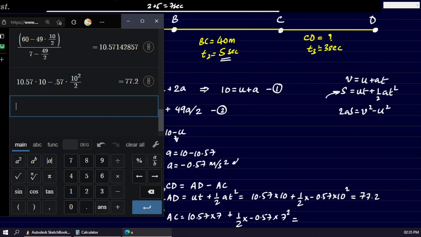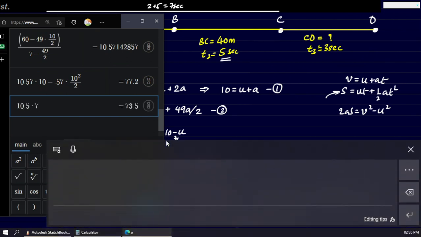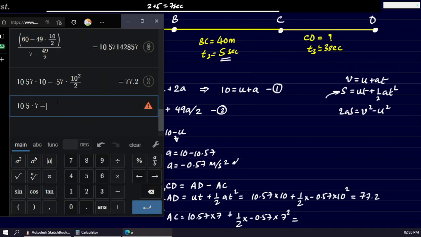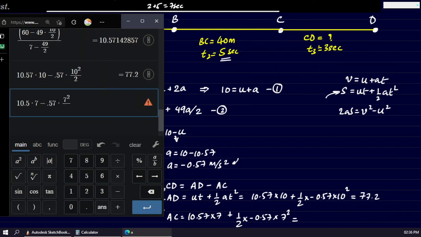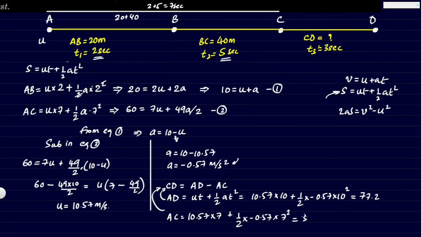To find AC, it's going to be 10.57 into 7, minus again 0.57 into 7 square whole divided by 2. So that's giving us 59.5. So both are going to be in meters.